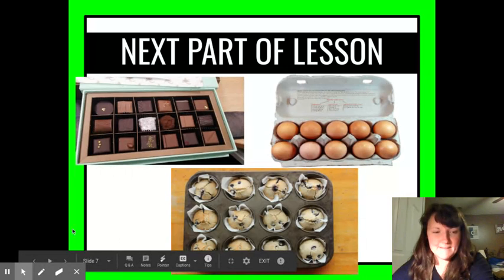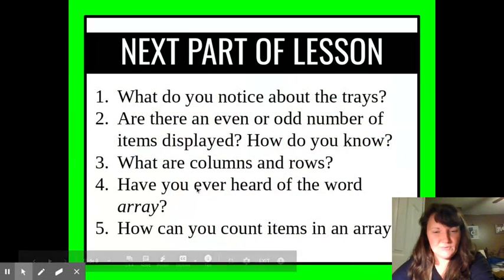Now, what about this? Have you ever heard of the word array?